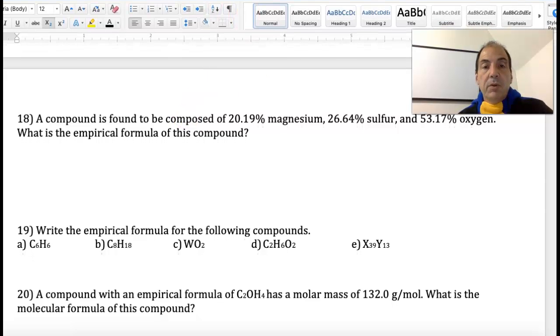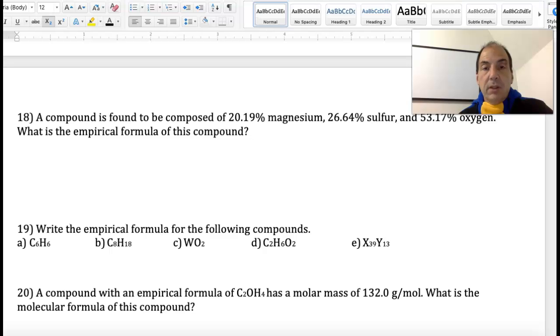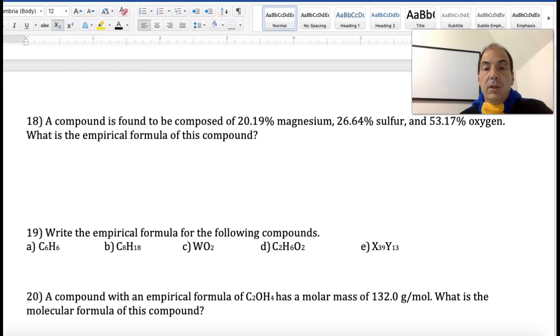Going to review empirical formulas and get into the idea of molecular formulas. So, number 18 is our do now. A compound is found to be composed of 20.19% magnesium, 26.64% sulfur, 53.17% oxygen. What is its empirical formula? All right, pause the video and give it a try.